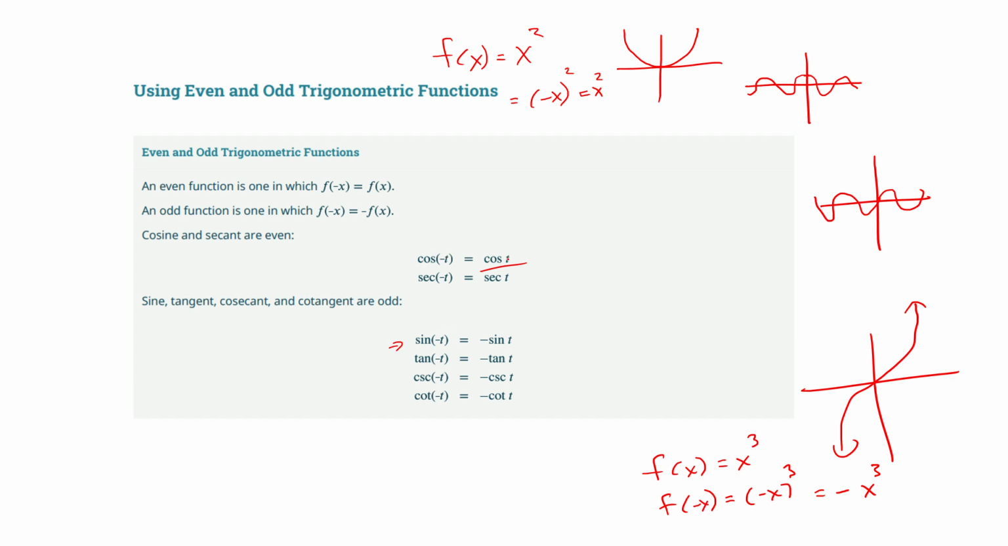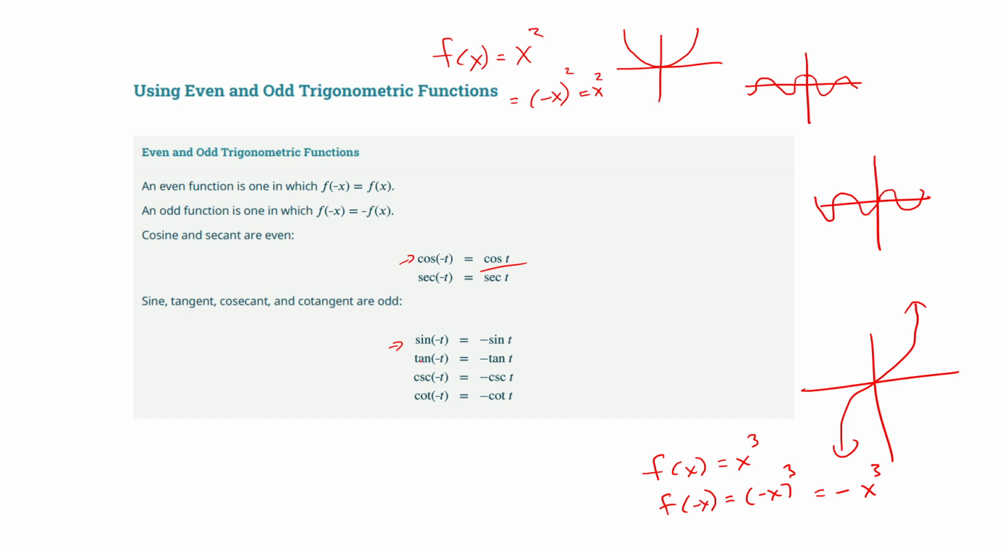Evens get you right back to where you started. Odd gets you the negative version of what you started with. Now, the rest of this can just be deciphered from the logic of these two things. Secant is based on cosine, so if cosine is even, secant's going to have to be even. And cosecant is based on sine, so if sine is odd, cosecant is going to be odd.